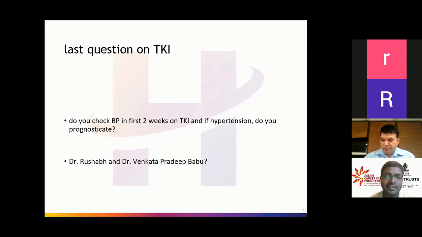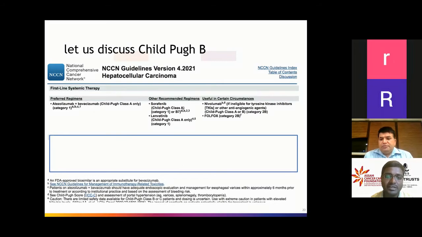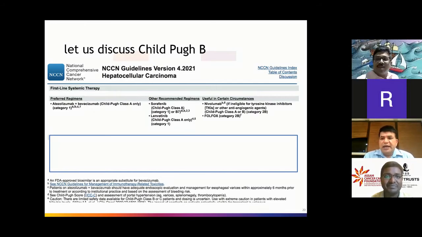In fact, as Dr. Rishabh rightly said, patients who develop hypertension, it might be a surrogate marker that the patient might have a good result, like a rash with TKI in lung cancer. So definitely we try to control the hypertension, but I'll be a little happy to see that if the patient develops hypertension.